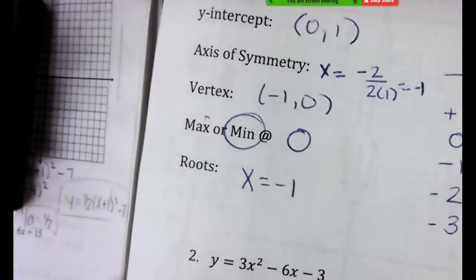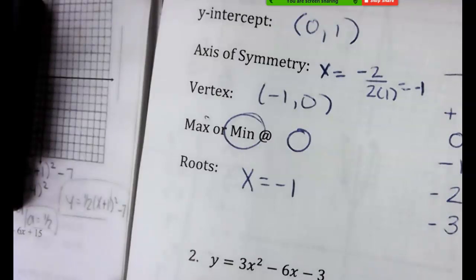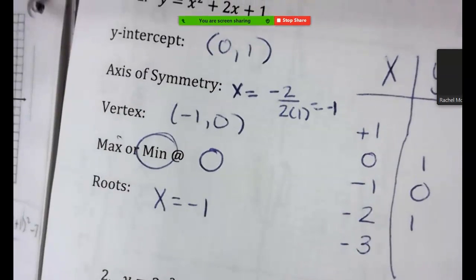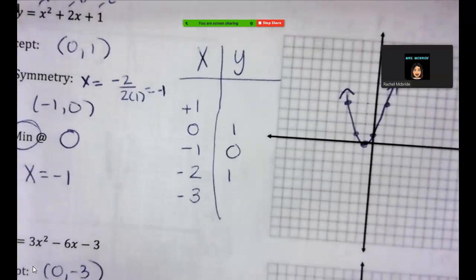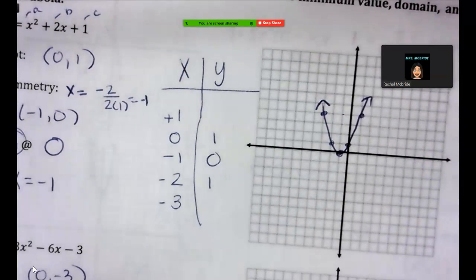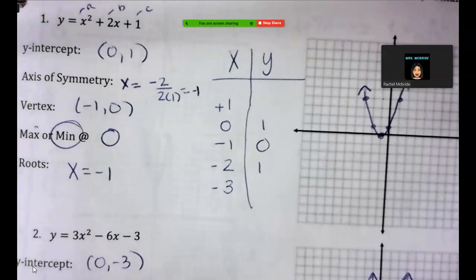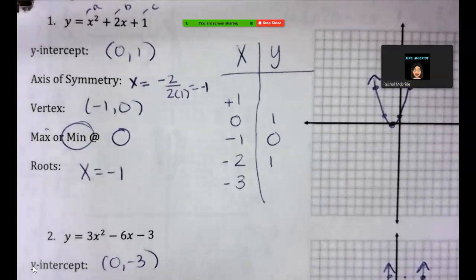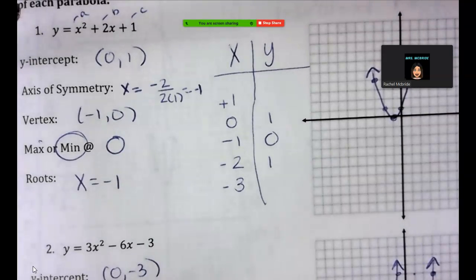So we have the y-intercept, which is at 0, 1. And then we have our key pieces. The axis of symmetry, which is at x equals -1. Our vertex, which is -1, 0. You have a min at 0. You have roots at x equals -1. These are considered repeated roots because that vertex lies on the x-axis.